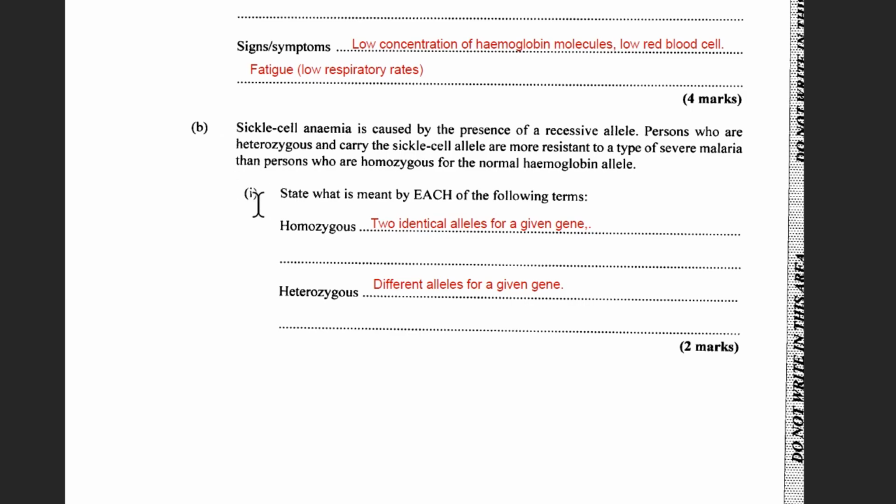So state what is meant by each of the following terms. Well, right here, homozygous: homo means same, hetero means different. Homozygous means two identical alleles for a common gene, so for example, capital B, capital B. Heterozygous means they have different alleles for a given gene, so for example, capital B, lowercase b, two different alleles.